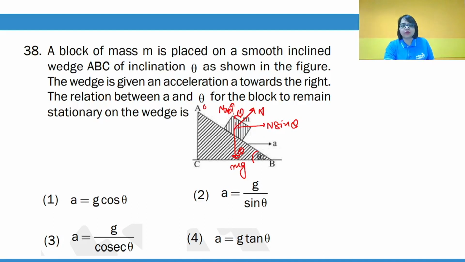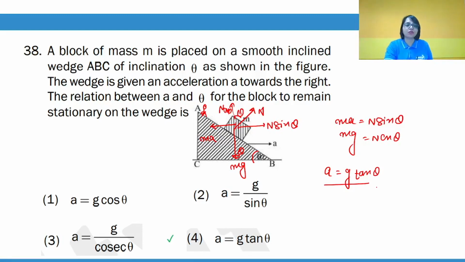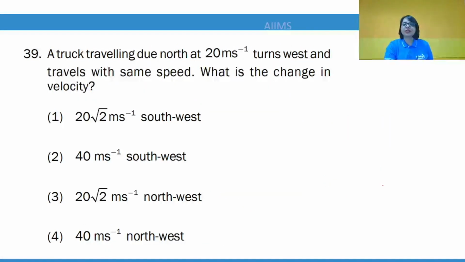And if you observe everything from this wedge, this is a non-inertial frame of reference. So the pseudo force will be backward, ma. So basically ma is balancing N sin theta according to this frame of reference, and mg is balancing N cos theta. So when you divide these two equations, you'll get a is equal to g tan theta, that is equal to option 4.